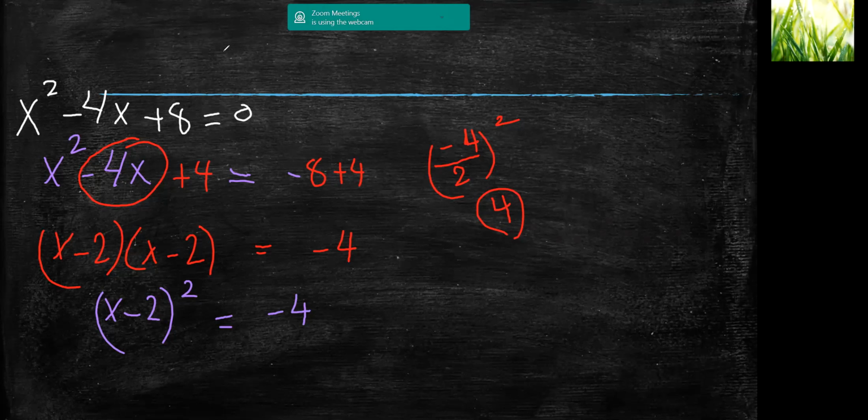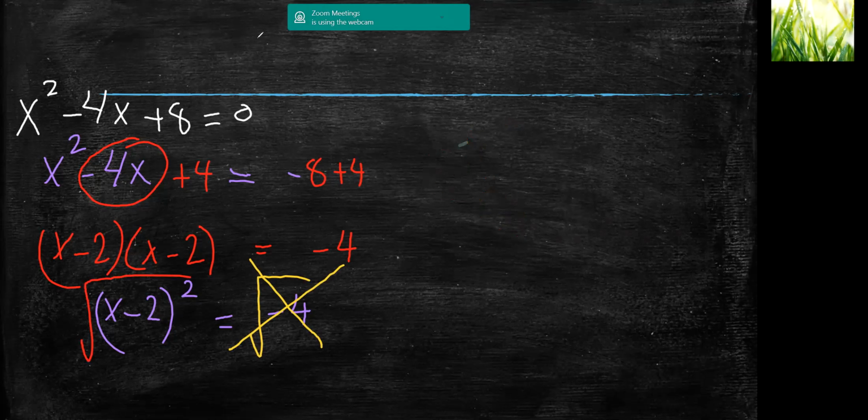Then square root, under square root, under square root. x minus 2 equals... But teacher, we don't have a square root for negative 4. Exactly, thank you. So what does it mean? No solution. There's no solution. So what does it mean? That's mean if you want now, so here there's no solution. So what does it mean?